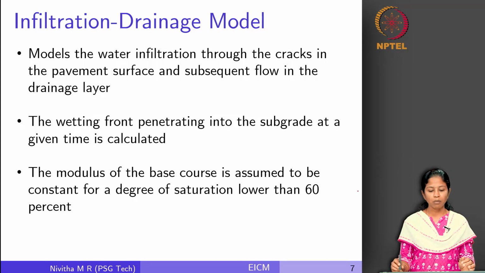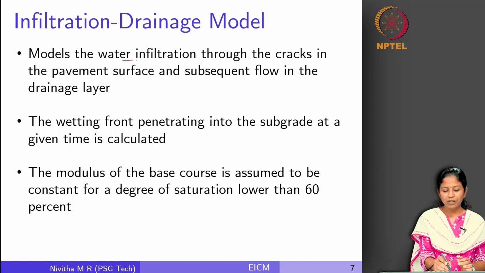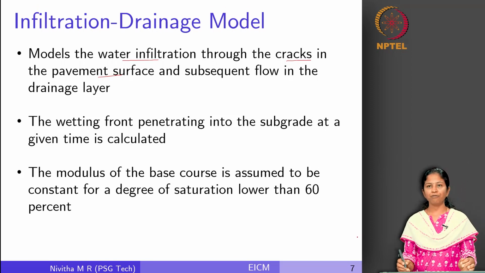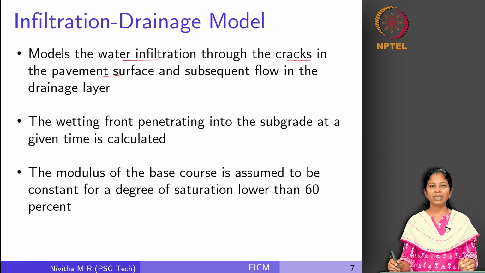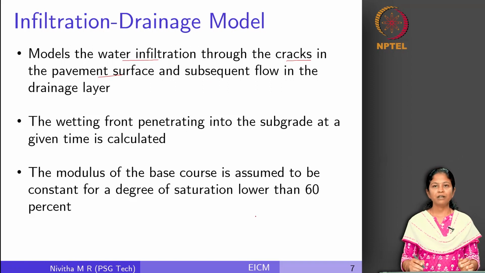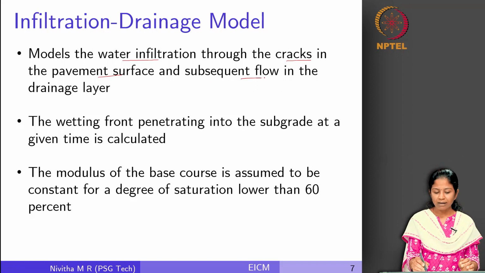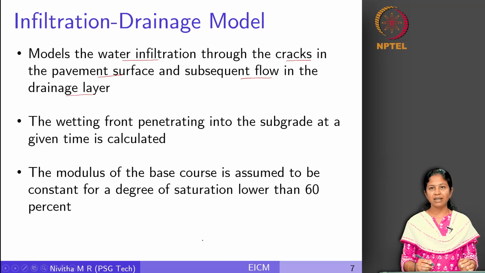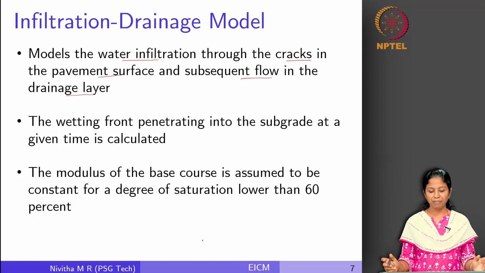So this particular model captures the water infiltration through cracks in the pavement surface. So that is what we said, right. So when there is rainfall, water enters through the cracks that are present on the surface of the pavement, and it also calculates subsequent flow in the drainage layer, right. So we have drainage layers in the pavement, which are the granular layers that are present beneath the asphalt material. So this layer tries to drain off water from the pavement surface.